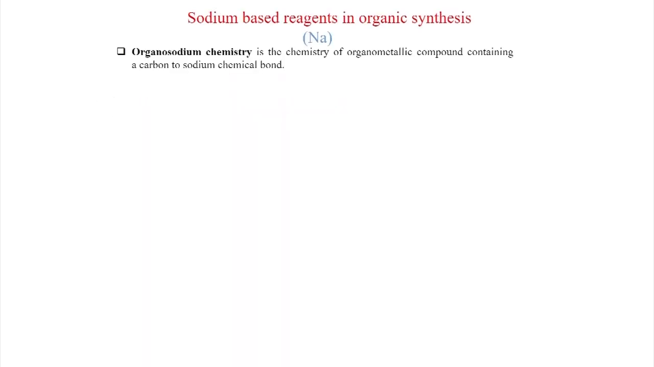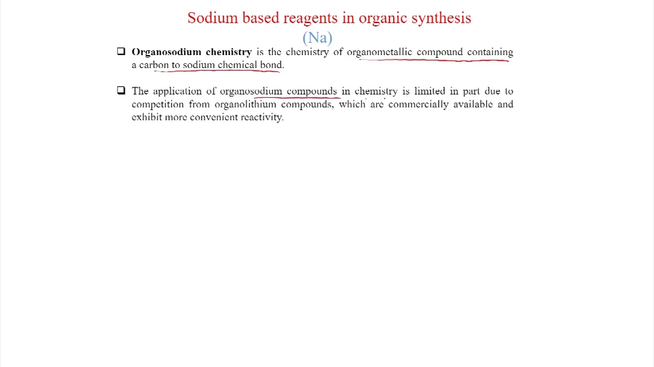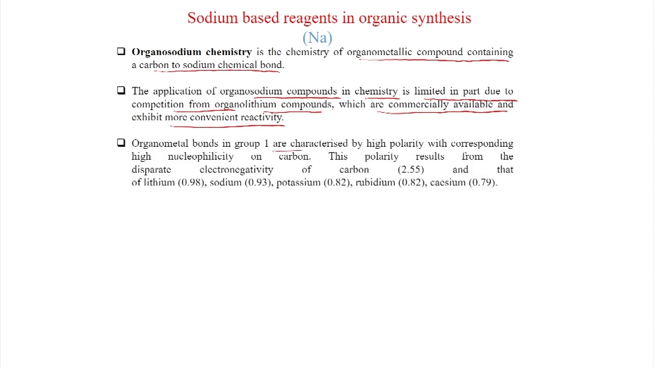Now, we discuss sodium. Organosodium chemistry is the chemistry of organometallic compounds containing a carbon to sodium chemical bond. The application of organosodium compounds in chemistry is limited in part due to competition from organolithium compounds, which are commercially available and exhibit more convenient reactivity. Organometal compounds in group 1 are characterized by high polarity with corresponding high nucleophilicity on carbon. This polarity results from the disparate electronegativity of carbon and that of lithium, sodium, potassium, rubidium and cesium. So, this is very important: the electronegativity defines the high polarity of the bonds being formed.